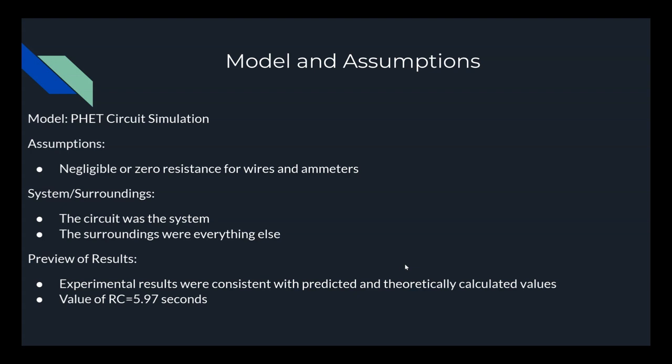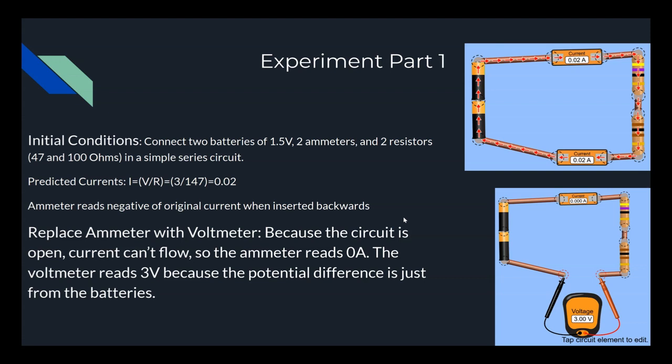As previewed for the results, generally speaking, the experimental results were consistent with predicted and theoretically calculated values, and in the final part of the experiment, the value of RC was calculated to be 5.97 seconds. In the first part of the experiment, our initial conditions had us connect two batteries of 1.5 volts, two emitters and two resistors, one of 47 ohms and one of 100 ohms, in a simple series circuit.